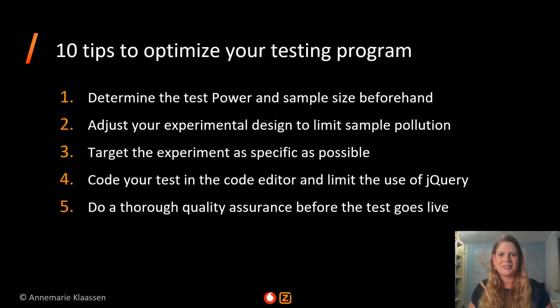So, in conclusion, the 10 tips to optimize your testing program are: determine the test power and sample size beforehand, so you're not wasting any resources on tests that won't give you any insights. Adjust your experimental design to limit sample pollution. Target the experiment as specifically as possible. Code your test in the code editor and limit the use of jQuery. And do a thorough quality assurance before the test goes live.